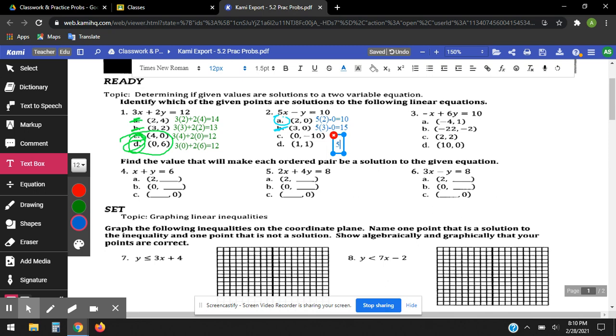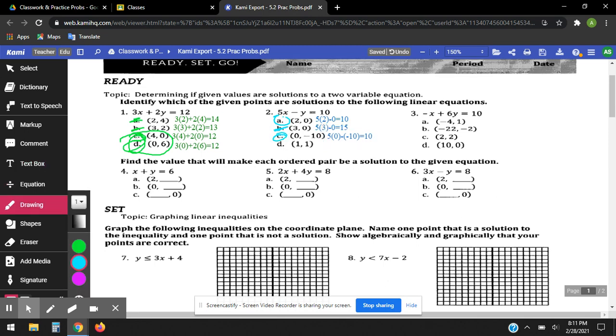Next, we have 0 and negative 10. So 5 times 0 minus negative 10 equals, well, 5 times 0 is 0. 0 minus a negative is actually plus. So 0 plus 10 is 10. So C works in this case.